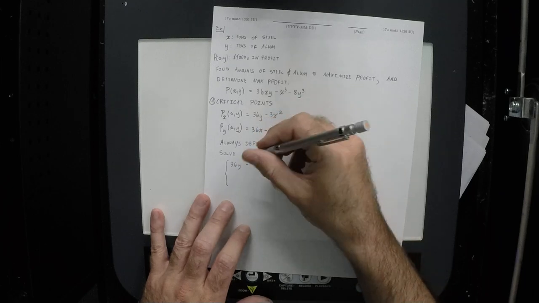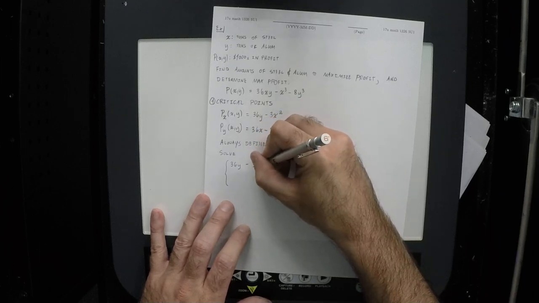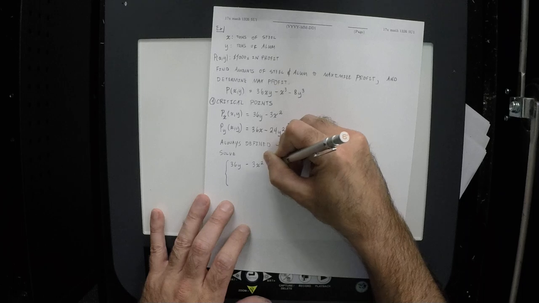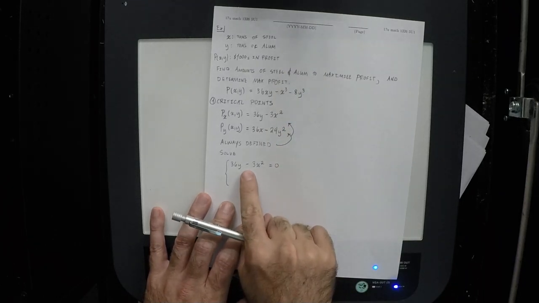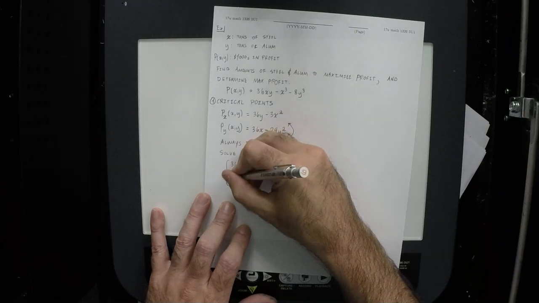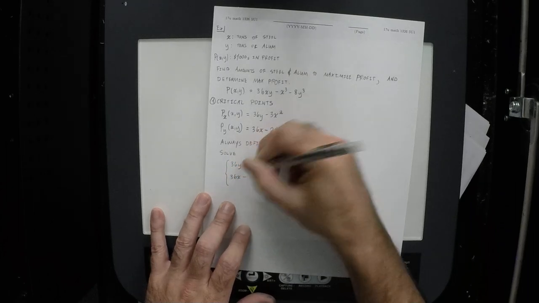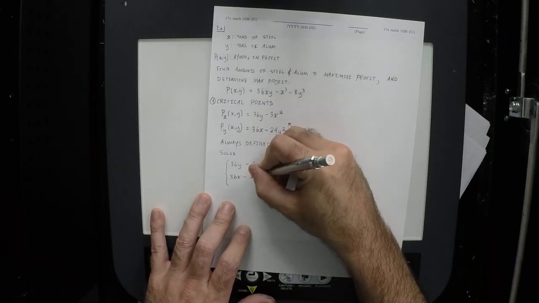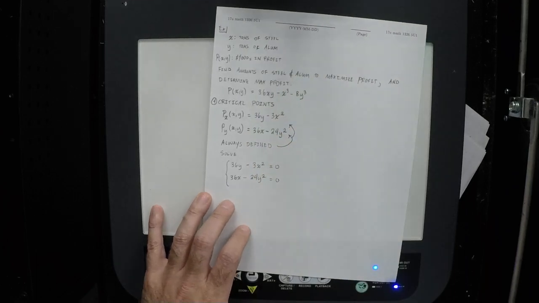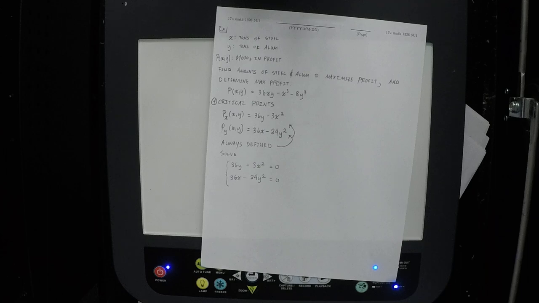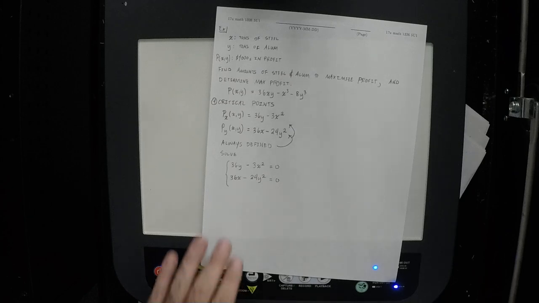36y minus 3x^2 is 0, that means that it's horizontal in the x direction. And 36x minus 24y squared is 0. And that one means that it's horizontal in the y direction. So it's horizontal if we're moving front and back, and it's horizontal if we're moving side to side. That's what those each mean. Together, it means it's horizontal in all directions.